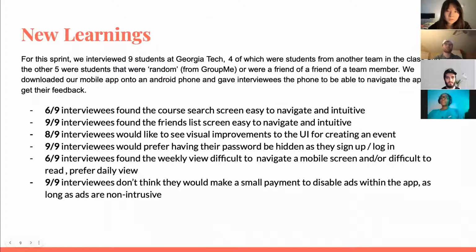For this sprint, we interviewed 9 students at Georgia Tech using an Android phone. We found that the course search screen and the friends list screen received a lot of positive feedback from a navigation and UI standpoint. The create an event screen had a less than ideal UI, but the information stored for the fields on the screen was helpful. All of the interviewees felt that a password that wasn't hidden as it was typed was a security concern. There was also almost a tie between a preference for a weekly view of the personal calendar or a daily one. All interviewees were fine with ads within the application as long as they were non-intrusive.